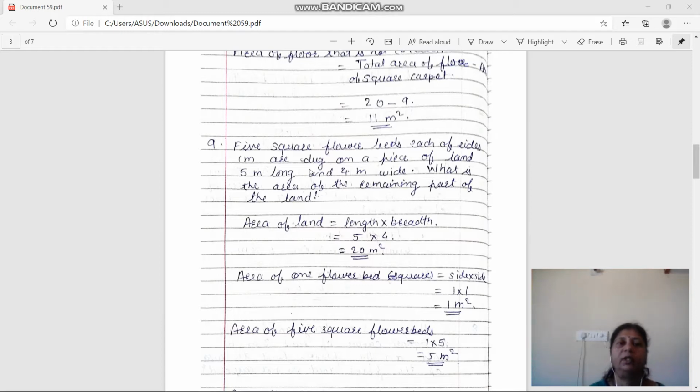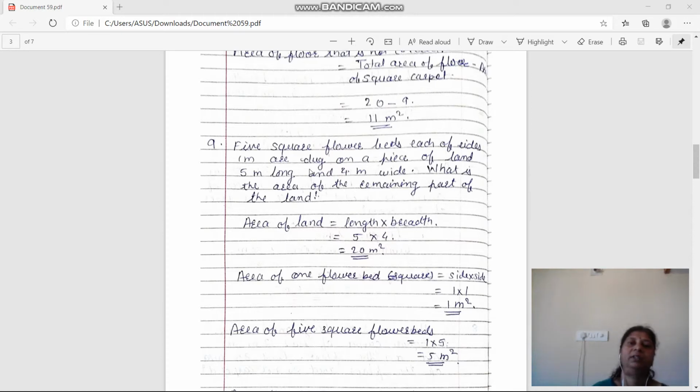Okay, so area of land is equal to length into breadth. What is the length of the land? 5. What is the breadth of the land? 4. So 5 4s are 20 meter square. Area of one flower bed square is equal to side into side, so 1 multiplied by 1, that is 1 square meter.